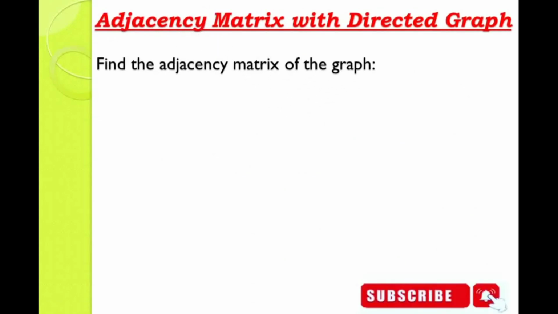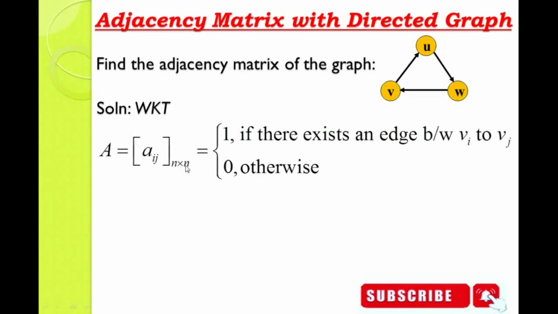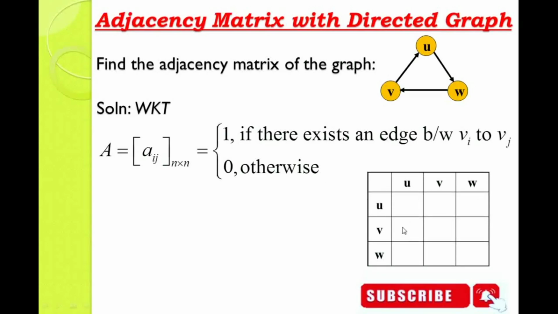Okay, so find the adjacency matrix of the given graph. U, V, W, 3 vertices are given, 3 edges are there. So using the directed graph, we have to find the adjacency matrix. Okay, so we know that A equal to [Aij] n by n. What is n? n is nothing but the number of vertices. From the given graph, 3 vertices are there. The adjacency matrix will be a 3 by 3 matrix. And also we consider 3 rows and 3 columns are only vertices. When there is an edge from one vertex to another, we assign the value 1, otherwise 0.